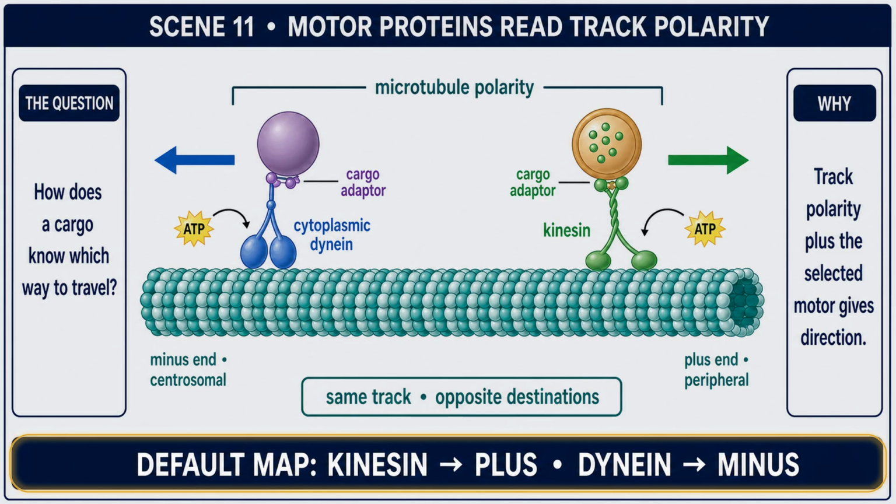The organizing principle is what matters. A polar track plus a selected motor produces a defined route. The cargo does not know its destination by itself. Adapters and regulatory proteins connect it to the appropriate motor. The same track can therefore support opposite journeys.